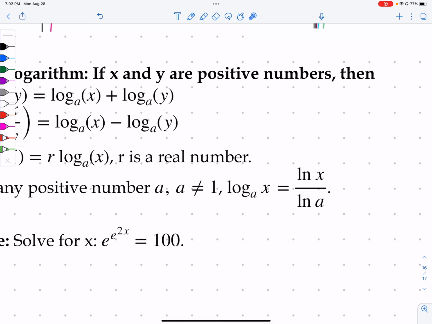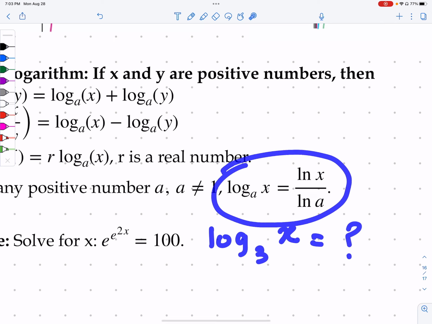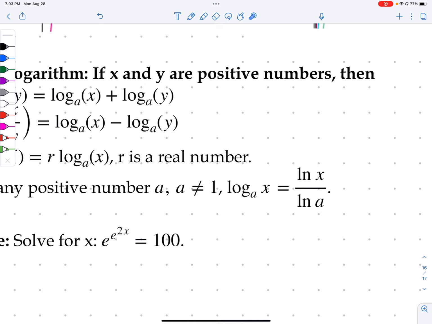Similarly, your calculators have only ln and log, right? So if I ask you to find the log x base 3, your calculator is not going to do that. Then how do I find that? Here we can use this particular formula, which says log x base a is equal to ln of x divided by ln of a. So you just find the ln of x in your calculator, ln of a in your calculator, and you divide them. It's easier to remember: a is the base, so that goes on the bottom, and x is the variable that goes on the top. So log x base a is equal to ln of x over ln of a.